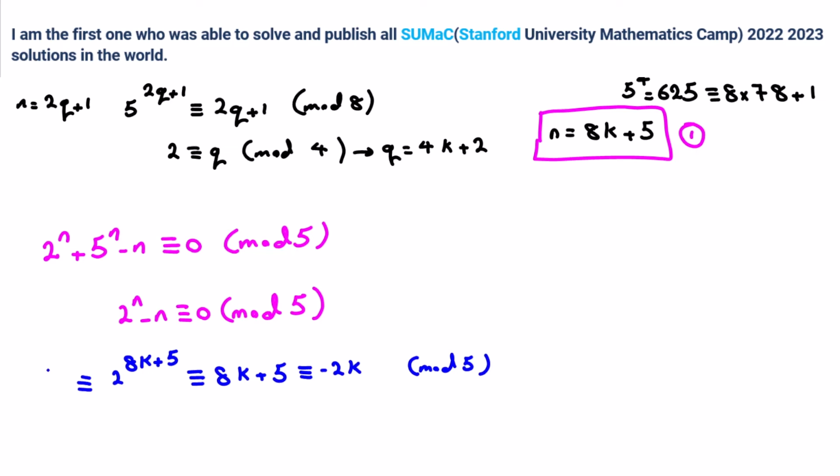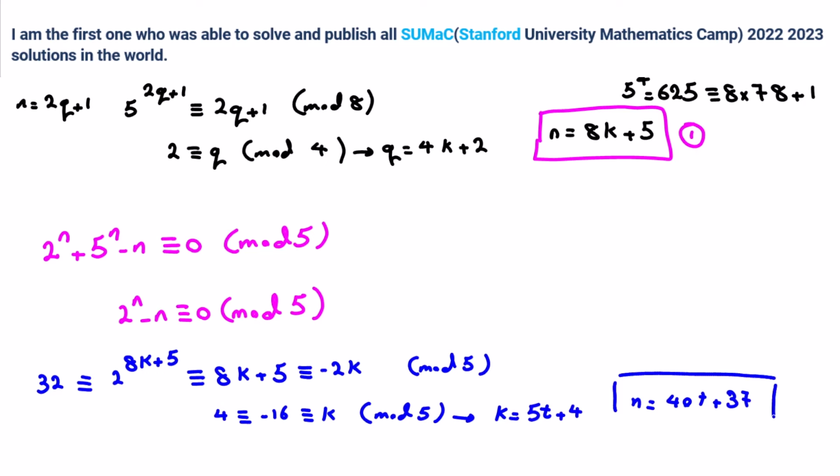Is 3? Okay. No, it is not 3. 2^8 is what? Not 8, 2^8. 1. So 2^5 is 32, right? Yeah. So finish. We can divide by -2. So k is what, mod 5? Negative 16. -16 is what, mod 5? 4. So what can we conclude? k is 5t plus 4, right? So n is 8 times this, 40t plus 32 plus 5, 37, right? Yeah. It is our second result.